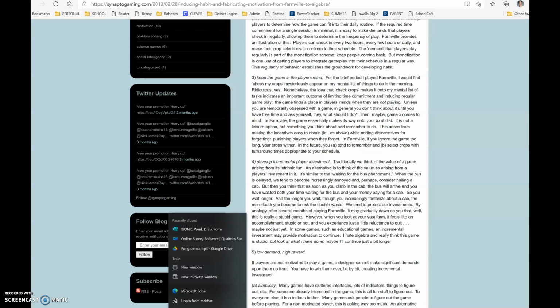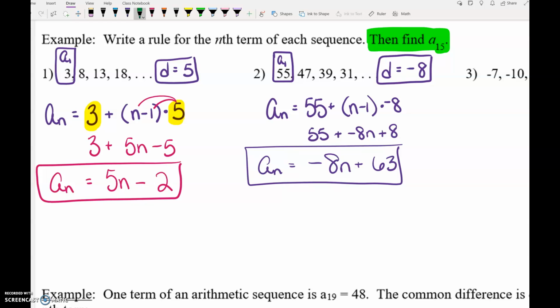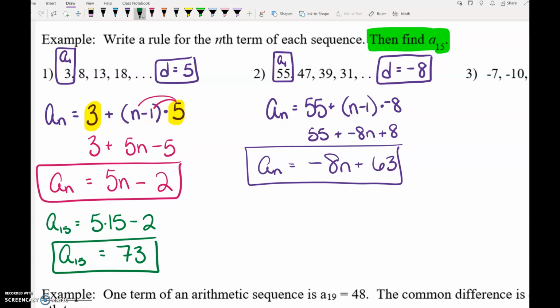If we want to find the 15th term, we want to do a sub 15, 5 times 15 minus 2. Definitely use your calculator for this. I got 73. My 15th term is 73. On your assignment, you will have to type in what the rule is, and then it'll ask you for either the 15th term or the 20th term or some term. Plug it in to get that answer as well.